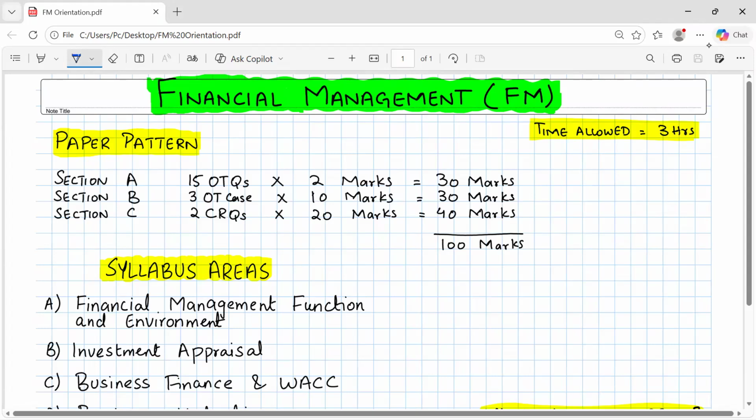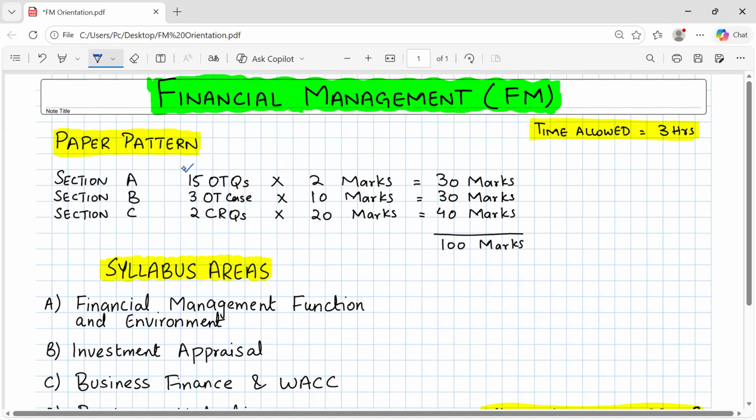So there are three sections in financial management exam: section A, section B, and section C. In section A, there are 15 OTQs. OTQs means objective type questions. In objective type questions, there can be MCQs, multiple choice questions. There can be true or false or yes or no question. Like for the right statement, if the statement is correct, you have to enter yes. If the statement is wrong, you have to click on no. So kind of like true, false, or yes, no question.